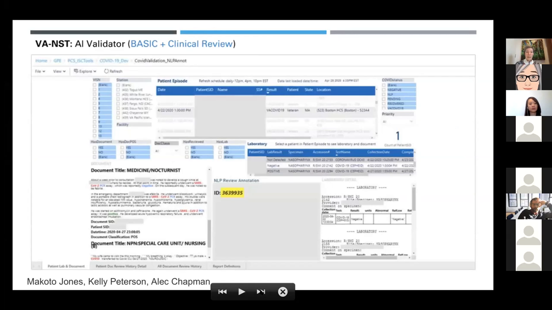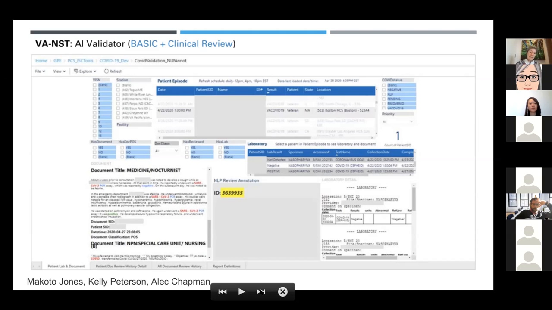This is an instance of the VA National Surveillance System that's going on right now in the US. And so shout out to Makoto, Kelly, and Alec, who are working on this. And when a patient gets tested for coronavirus, it's done in the lab. And if they're tested in the VA system, then they know whether it's positive or not. But a lot of the veterans are not tested in the VA system. And so now if the VA wants to be able to plot all the cases, they're missing the patients that weren't tested there. So they are using natural language processing on the text, and in the bottom left-hand corner, you can see that. But they have a human review. So this is the screen the human reviews.